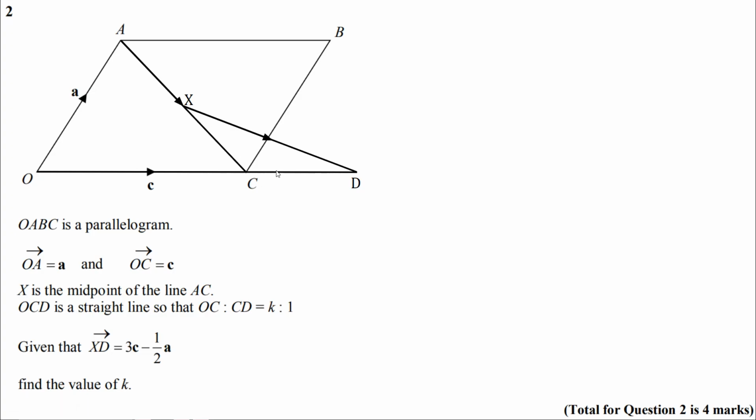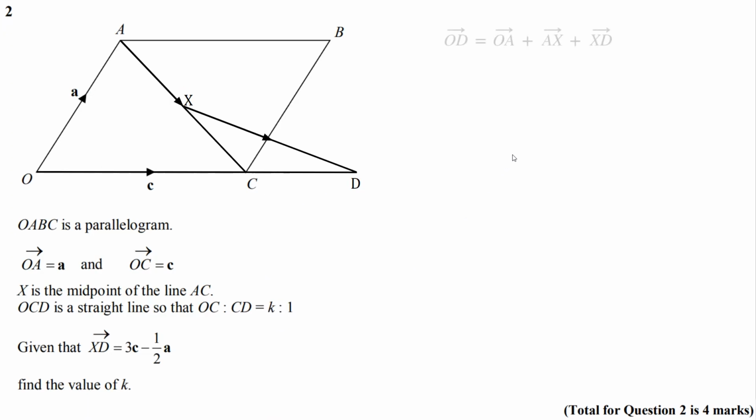One way we can find OC:CD is by figuring out what this full line is, what OD is, and then taking away OC, because we know OC. That'll give us CD. So then we've got OC, CD. Now we can just put it as a ratio and then reduce it down to this. So let's do that. That's basically what I've just explained.